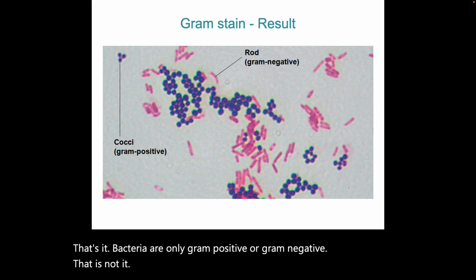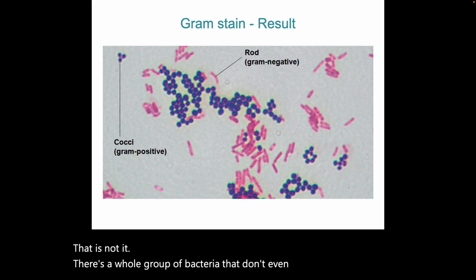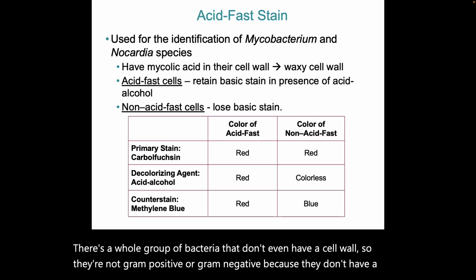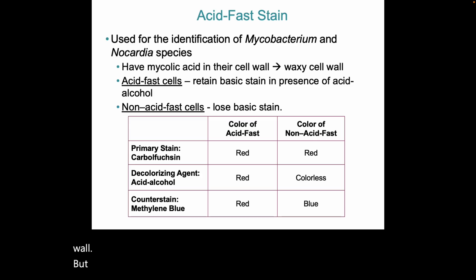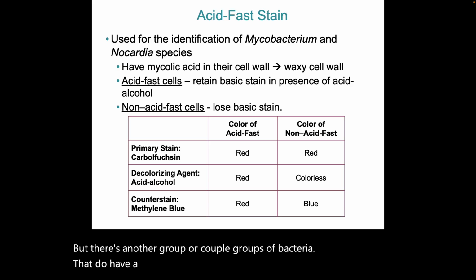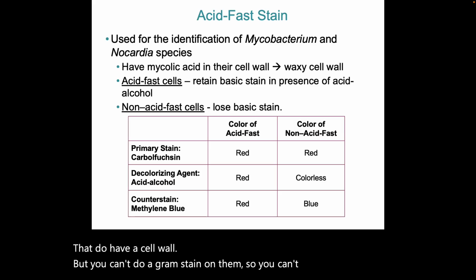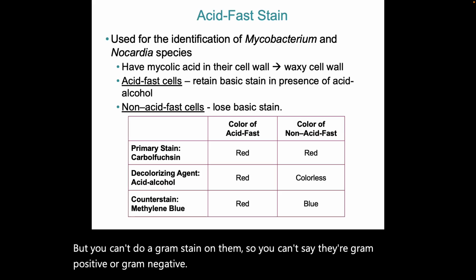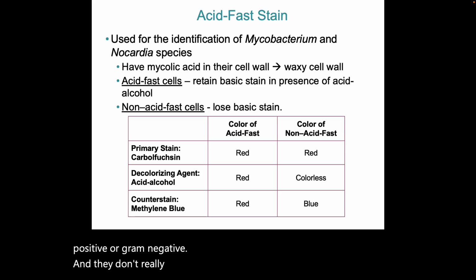There's a whole group of bacteria that don't even have a cell wall, so they're not gram-positive or gram-negative because they don't have a cell wall. But there's another group, or a couple groups of bacteria that do have a cell wall, but you can't do a gram stain on them. So you can't say they're gram-positive or gram-negative. And they don't really have that similar outer membrane type structure that has the toxin in it.